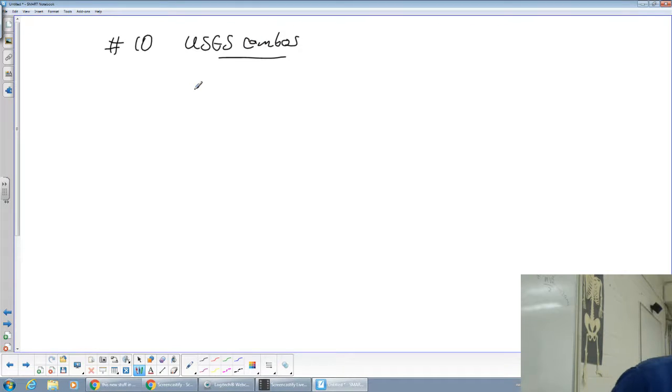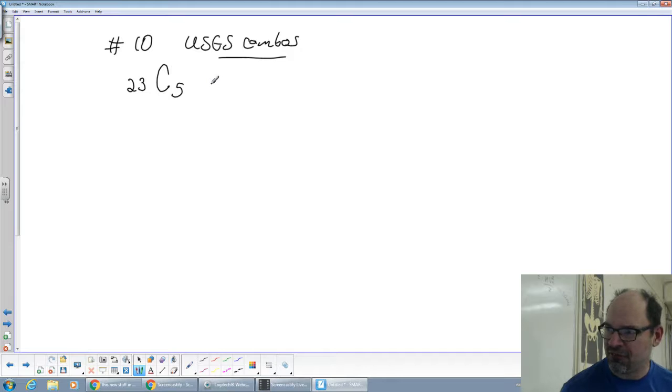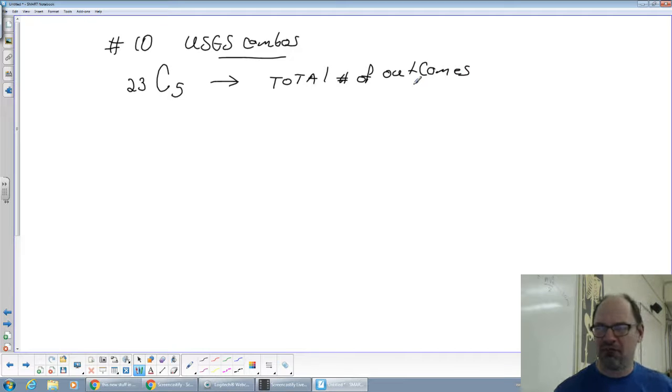Okay, the second thing is we want to find out how many ways we can select 5 students from the whole group. So we need the total of the group. We have 16 girls and 7 boys. That's 23 in the group, and we're going to select 5. So 23C5 is going to give us the total number of outcomes. It's not going to give us favorable and unfavorable. So we take our calculator, we do 23C5. So that's 33,649.